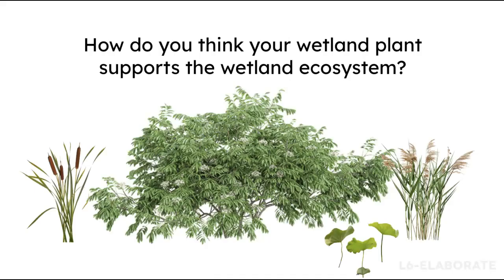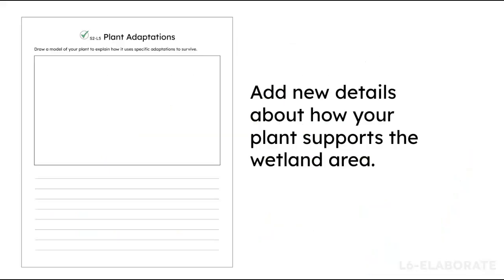For the Elaborate portion, you'll ask students how they think the wetland plant they've been researching supports the wetland ecosystem and complete the summary chart discussion. You'll then provide students time to research ways their plants support the wetland area. You'll direct students back to their Plant Adaptations student journal page and have them add new details about how their plant supports the wetland area.